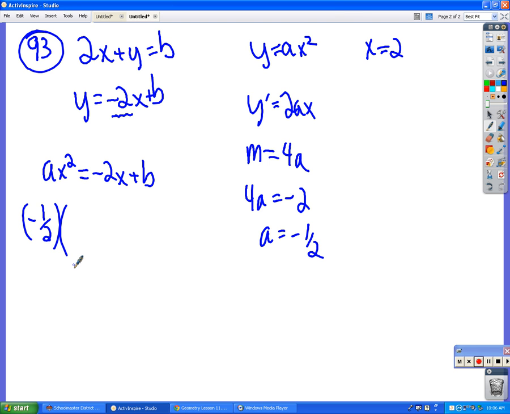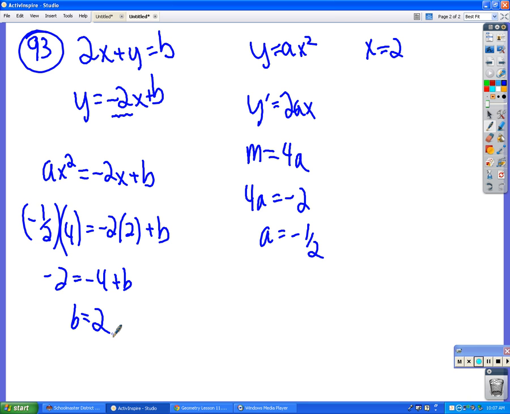What do I plug in for x? 2. So -1/2 times 2 squared equals -2 times 2 plus b. So -1/2 of 4 is -2, equals -4 plus b. So b equals 2. So this part right here is what we needed to make the slopes be the same.